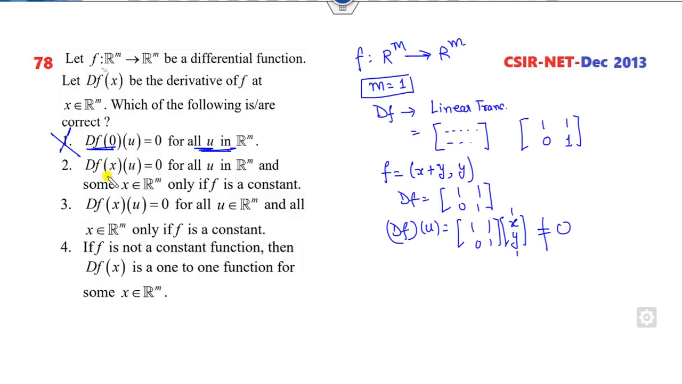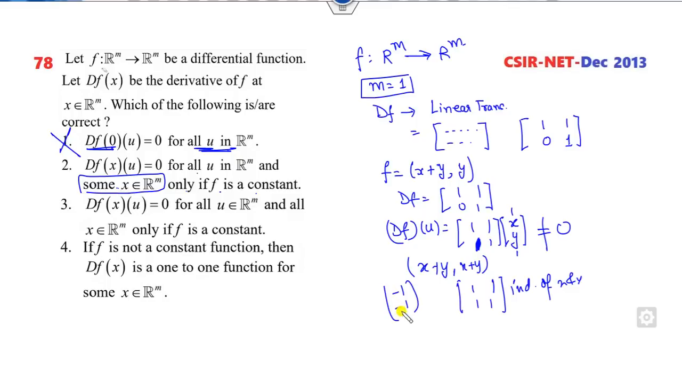Look at the second case. D of x is 0 for some x only if f is constant. Look at that. For some x, I can choose some x from here. If I consider one example like x plus y, then my D of f is 1 1 1 1, which is independent of x and y. If I choose the vector u as 1 comma -1, then clearly it will be 0. But this function is not a constant. He said this is satisfied only if f is a constant, so this is cancelled out.